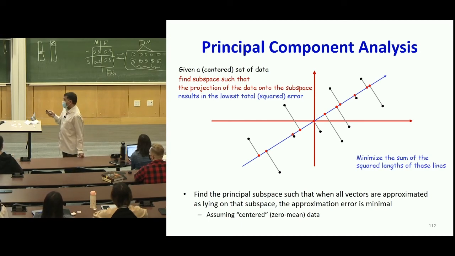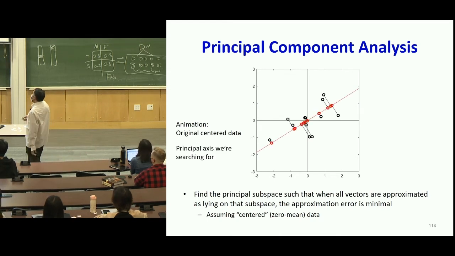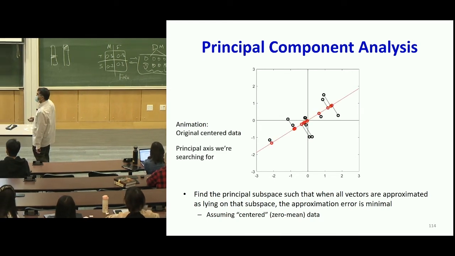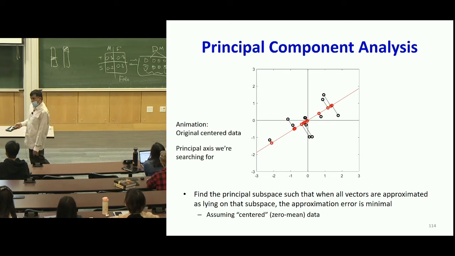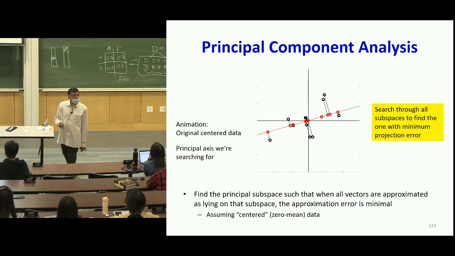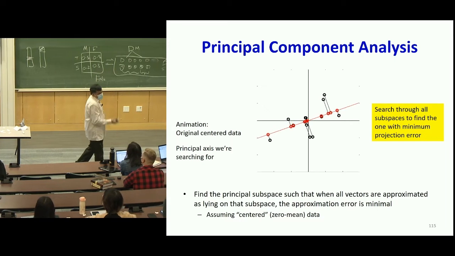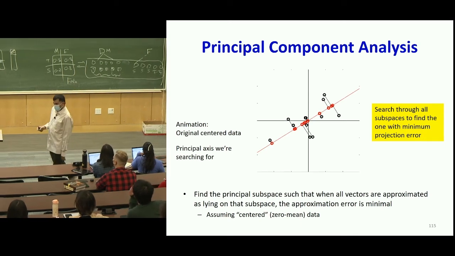So the general idea is you're given some data and you want to find the principal subspace such that when you approximate every data point as its perpendicular drop onto the subspace, the total squared error is minimized. So what you would actually be doing is searching through all possible subspaces until you find the subspace that actually minimizes the error, right?